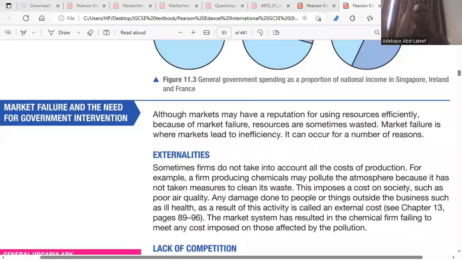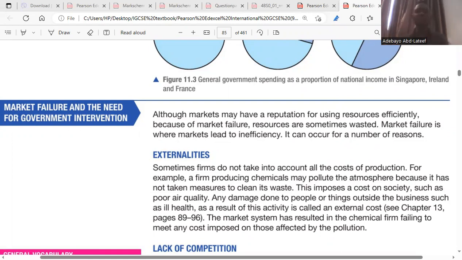Okay, so market failure and the need for government intervention, that's the topic. The market has a reputation to be efficient. But the problem about the market is that it is not efficient. Why? Because there are some goods that are unable to be provided by the market. So there's need for government to intervene.